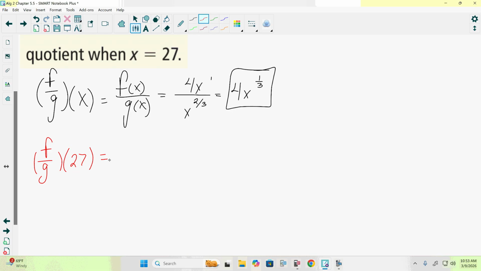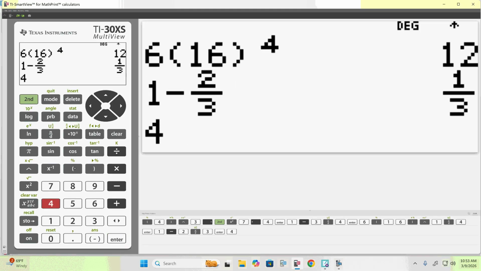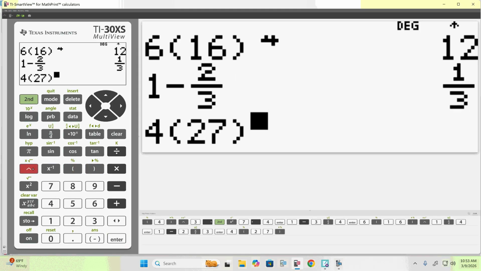Now, when we evaluate when x is 27, let's focus up here. We're just replacing x with 27. So we're wanting to find 4 times 27 to the 1/3. So 1/3 power is really saying what times itself 3 times is 27. And that would be 3. So this is actually also going to be 12.